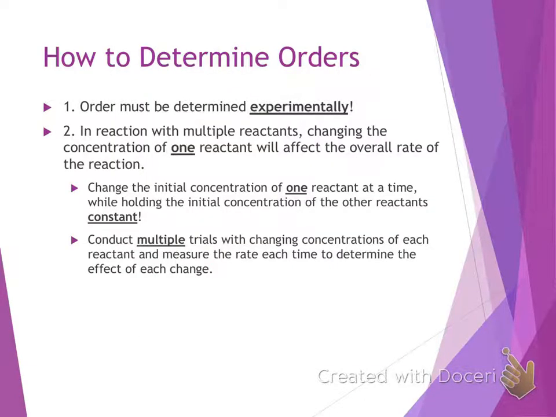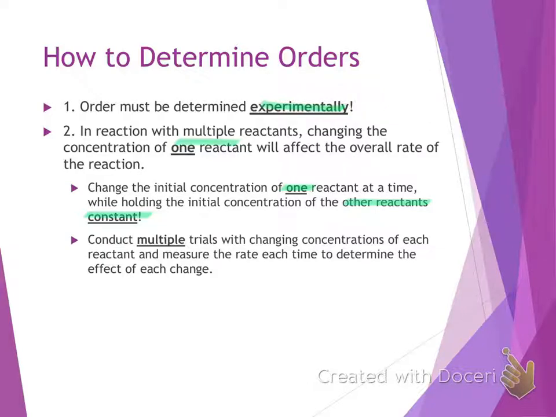Again, we can determine these orders experimentally. Whenever we have a reaction with multiple reactants, we have to change the concentration of one single reactant at a time and see how that's affecting our overall rate of reaction. While we're changing the concentration of that one single reactant, we have to hold all other reactants constant, so we can see the effect of just the one single reactant on the rate. If we're changing multiple reactants, we don't know which one is causing any change that we see in the rate.